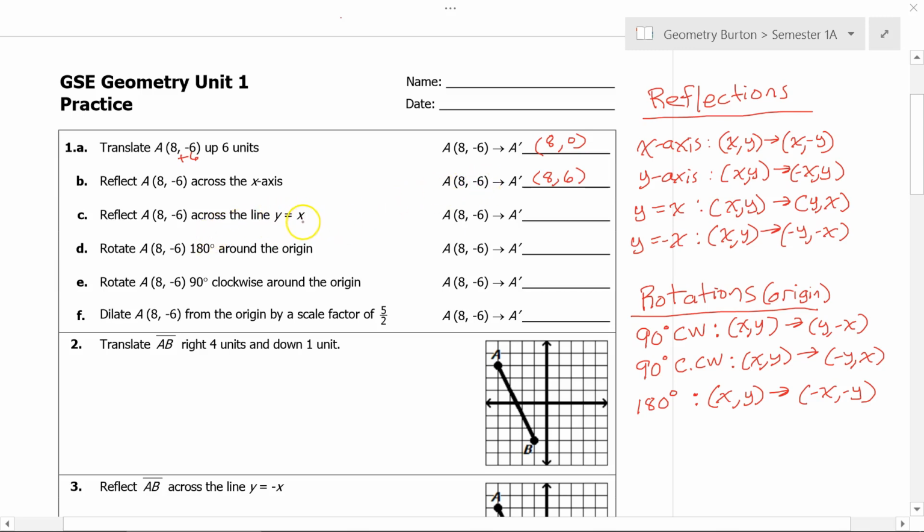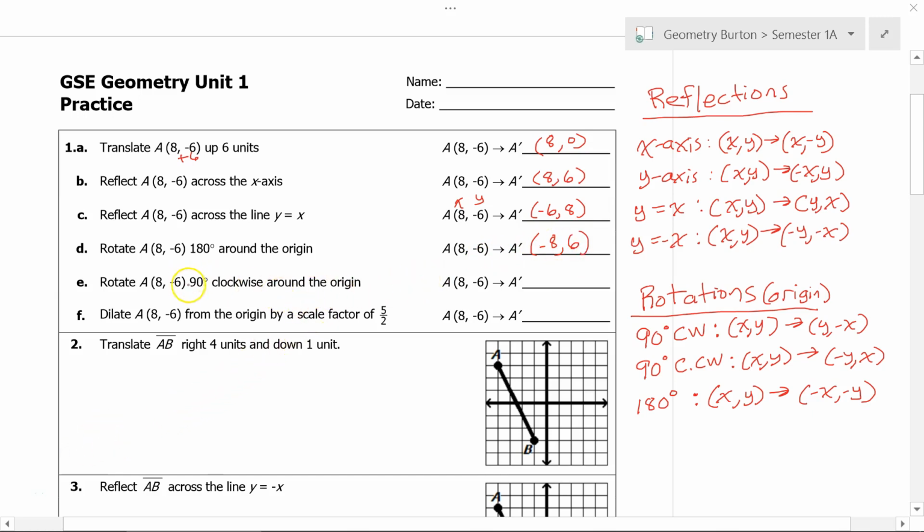Okay, now we're going to do a reflection across the line y equals x. Well, that'll just be y, x. Okay, so this is the original point x comma y. So I'm just going to put y and then x. Alright, I'll just switch them backwards. Okay, 180 degree rotation about the origin. We do opposite of x, opposite of y. So opposite of x is negative 8, opposite of y, positive 6.